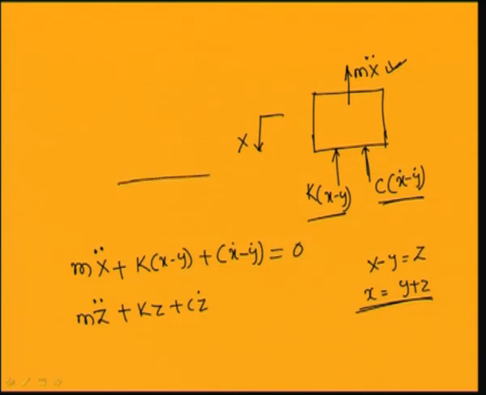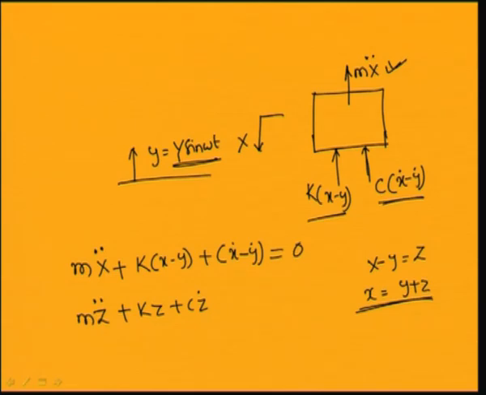I am assuming that the support is vibrating with y equal to Y sin omega t, that is, it is vibrating in a harmonic manner. So, when it is vibrating in a harmonic manner, y double dot will be equal to minus omega square Y sin omega t.